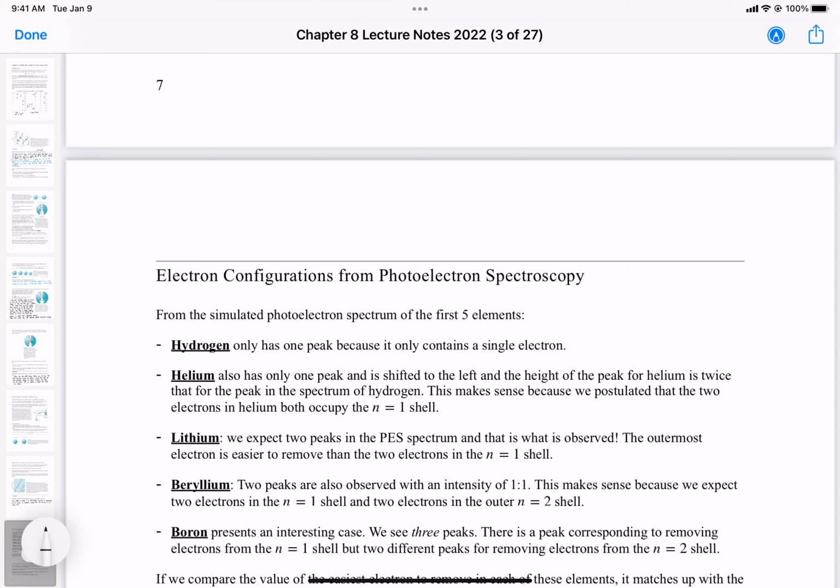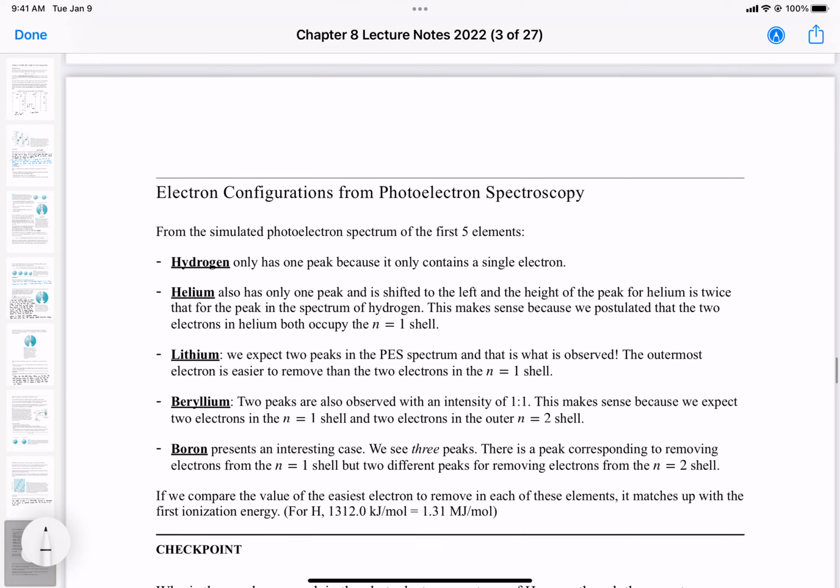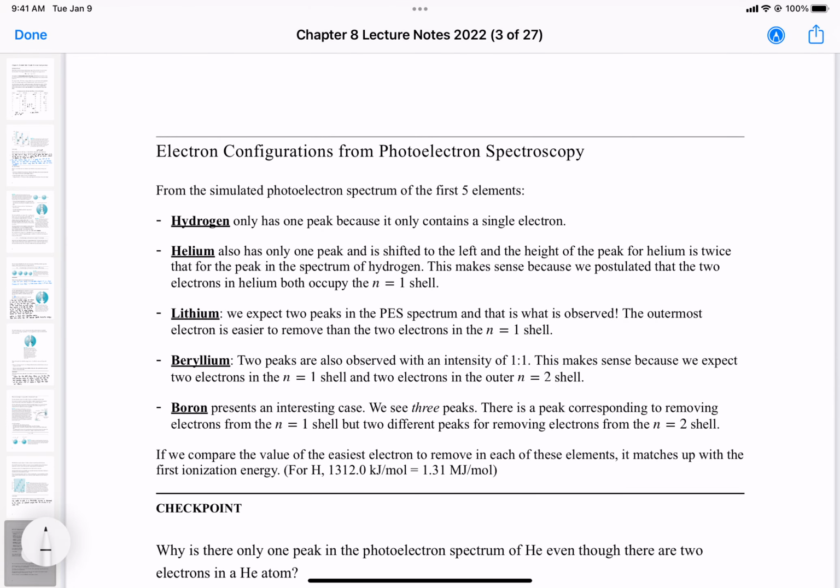Lithium, we expect 2 different peaks, one for the 1s, and then the second one for the 2s, or the second energy level, and that's what we observed. So the valence electron is easier to remove than the 2 electrons in the n equals 1 shell because they're closer to the nucleus, right? Beryllium, there are 2 peaks observed of equal intensity, and this makes sense because beryllium has both the 1s and 2s orbitals filled. So it has 2 electrons in the n equals 1 shell and 2 electrons in the n equals 2 shell. So that makes sense there.